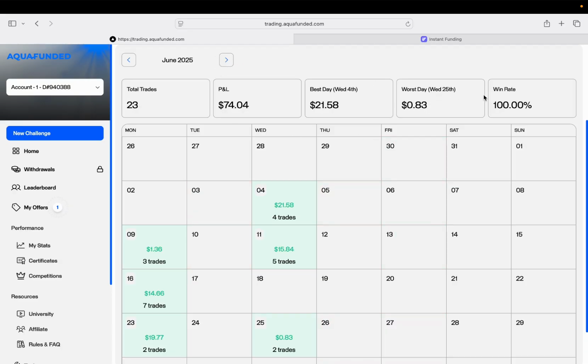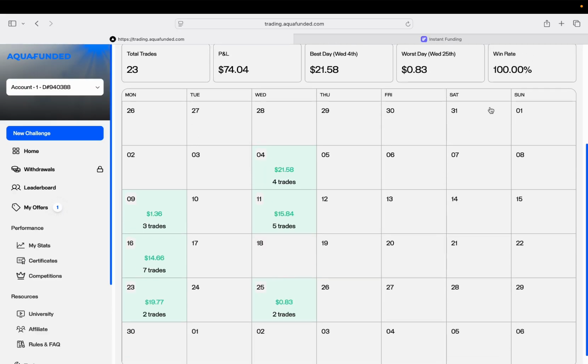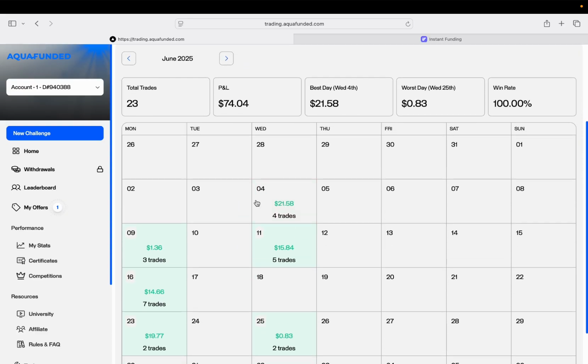So June was around the best. We had a 100% win rate. We had a P&L of $74. Best day was $21, and worst day was also in profits. So it was a break even day. See, two trades only. So June had very few trades because in June I had my university exams, and I had to go to a far place to give my exams, as the center is not near my home.